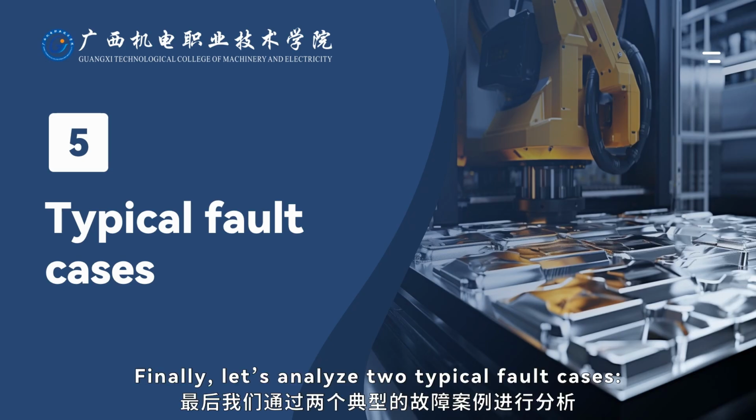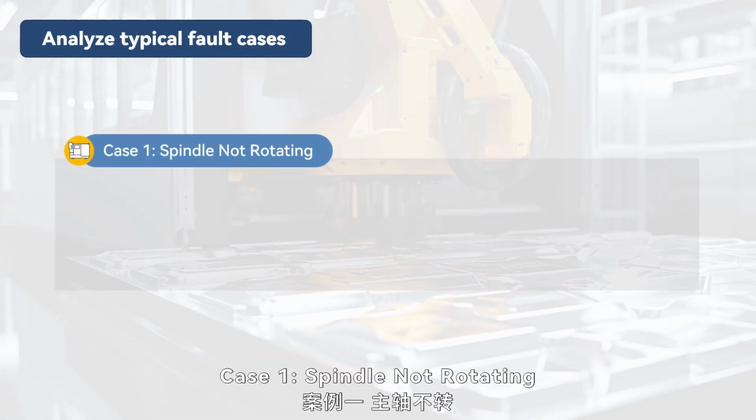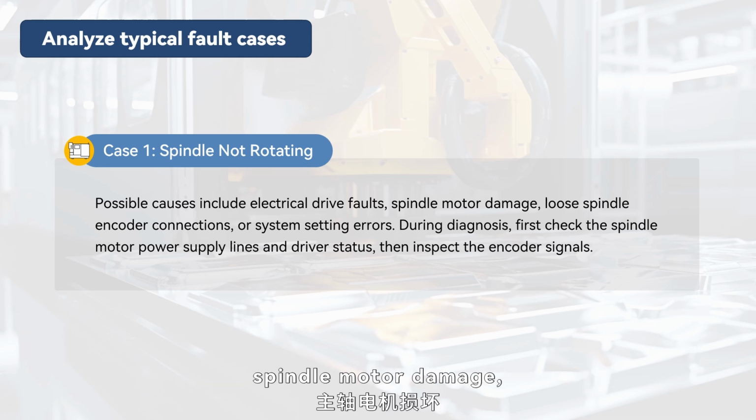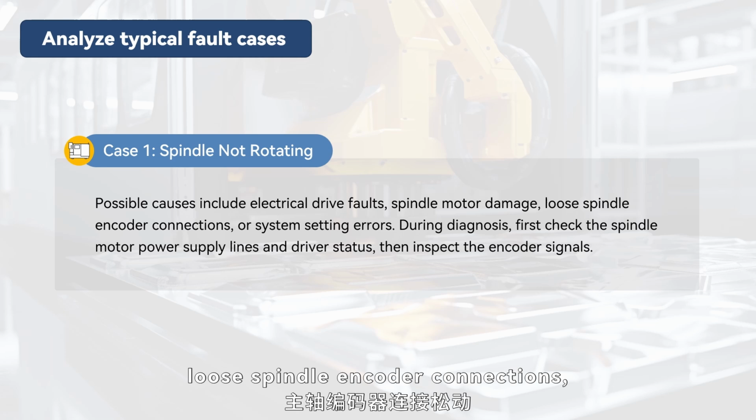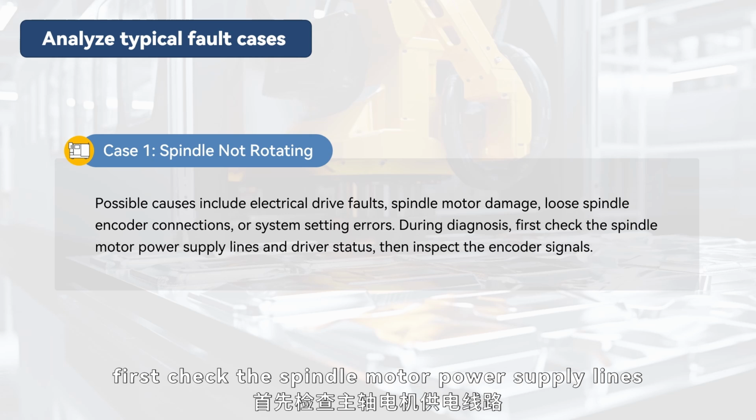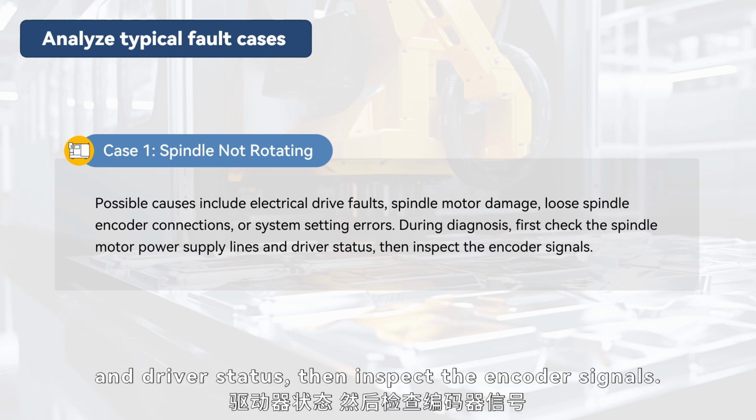Finally, let's analyze two typical fault cases. Case 1. Spindle not rotating. Possible causes include electrical drive faults, spindle motor damage, loose spindle and encoder connections, or system setting errors. During diagnosis, first check the spindle motor power supply lines and driver status, then inspect the encoder signals.